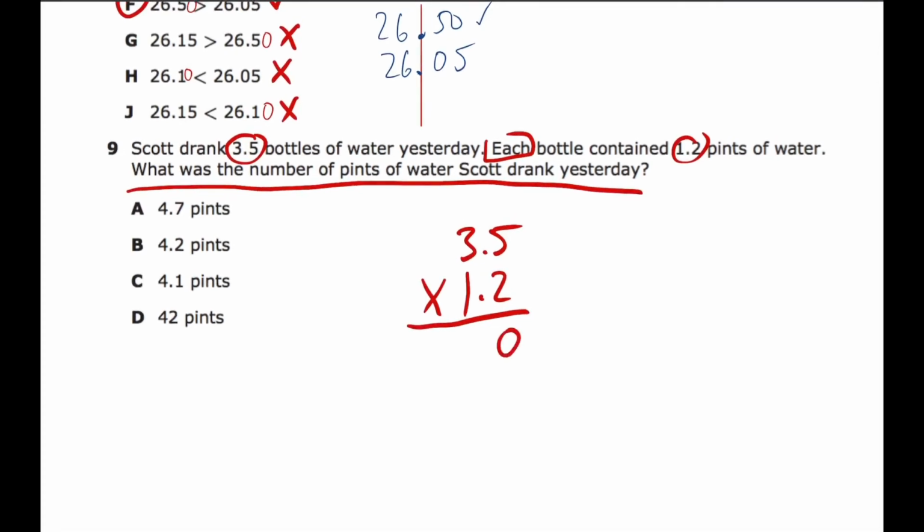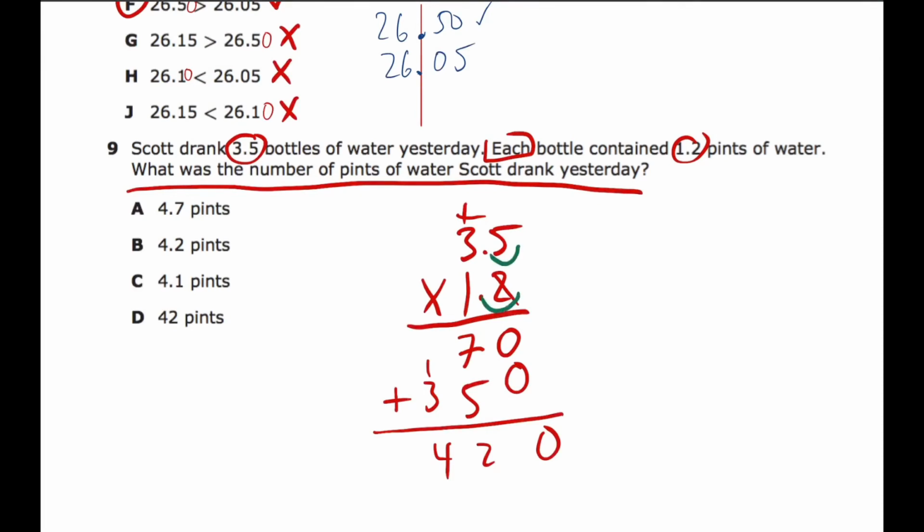So 2 times 5 is 10. 2 times 3 is 6, plus 1 is 7. Tick, tack, 0. 1 times 5 is 5. 1 times 3 is 3. Add my 2 partial products. Gives me 0, 12, 4. And then the hardest part of multiplying decimals is just being able to count the decimal places in my numbers. So I have 1, 2, so I'm going to count 1, 2, drop my decimal, and there I have my correct answer of B, 4 2/10 pints.